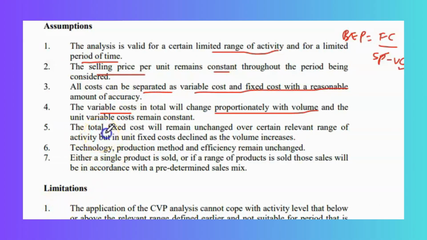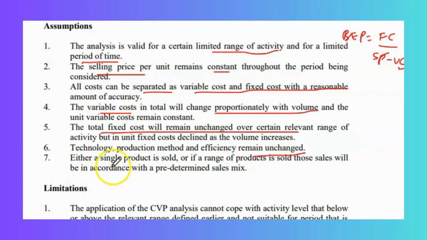Okay. Now the fixed cost remains unchanged. Let's say your rental is 10,000. So you have to assume that the rental doesn't change within a month or within a year. So it remains constant. Okay. Technology, production method and efficiency remain unchanged. But in reality, the technology and the efficiency might reduce your variable cost, so it will affect your contribution margin later on. But never mind, for this analysis we assume that the variable cost doesn't change because we expect that the technology and the efficiency remain unchanged.